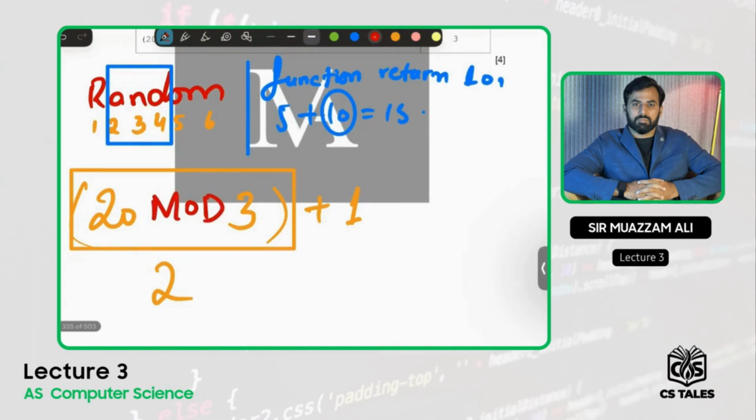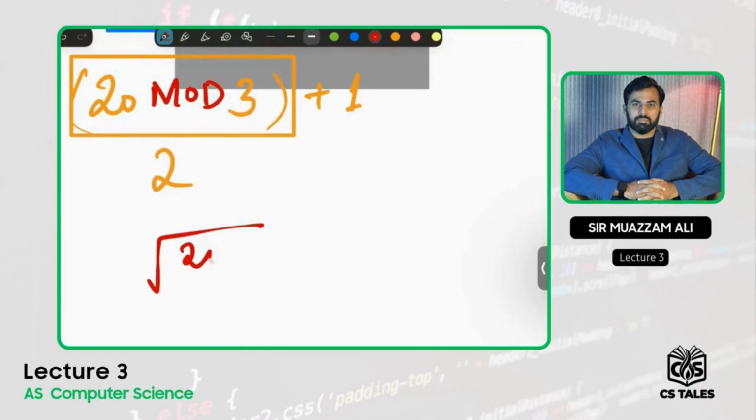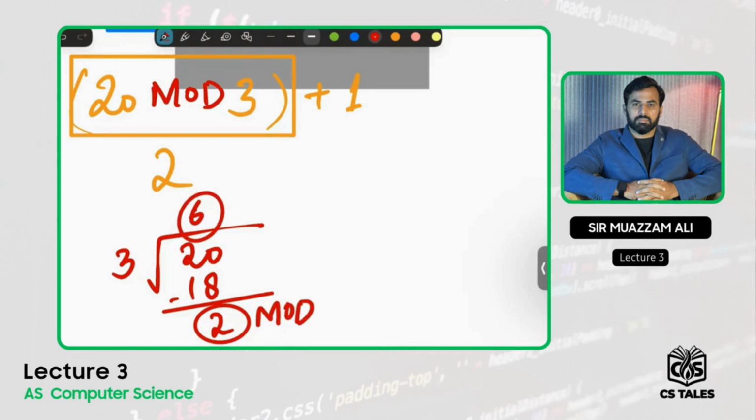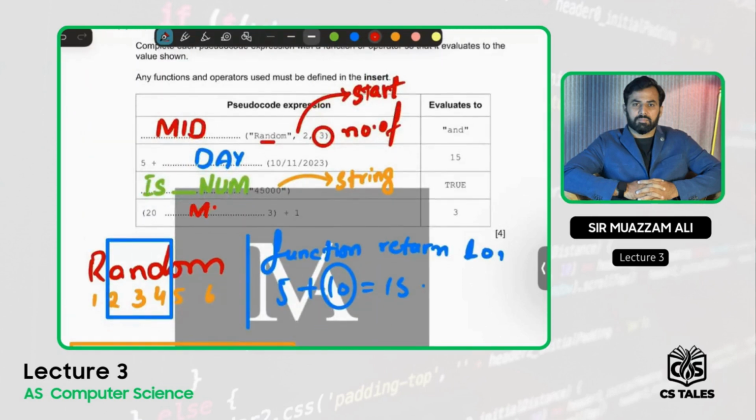So what happens over here? 20 and 3. 3 sixes are 18. So what will be remaining? This one, 2. This is the mod. And for the 6, what is it called? This is called div. So 2 is the mod, and plus 1, it will become 3. So you will write down over here 20 mod 3 plus 1.